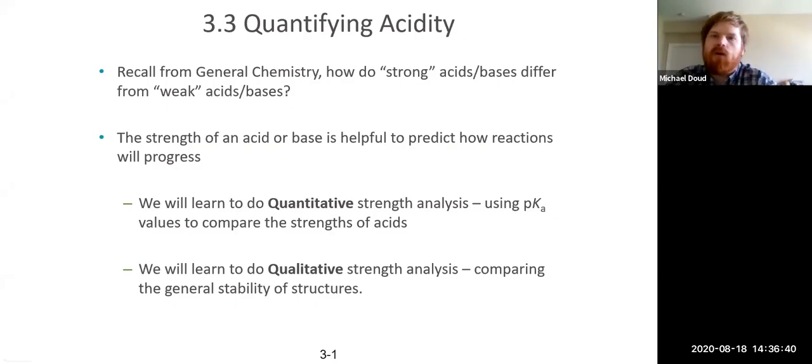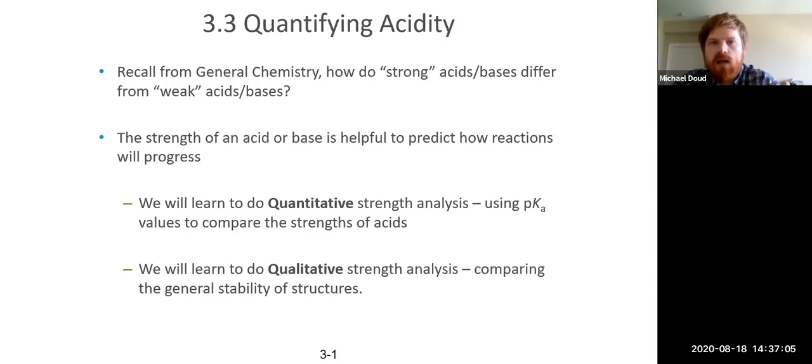So before we talk about other ways that we can use these curved arrow mechanisms, one thing that we want to recall from our general chemistry course is acid and base strength. So how do we measure that? And we really have two ways that we can follow the measurement of acid-base strength. One is the quantitative method. That's basically using pKa's or Ka's, if you recall from previously.